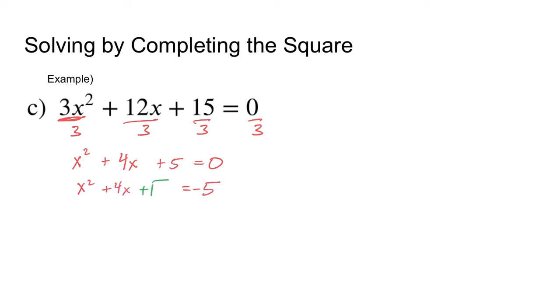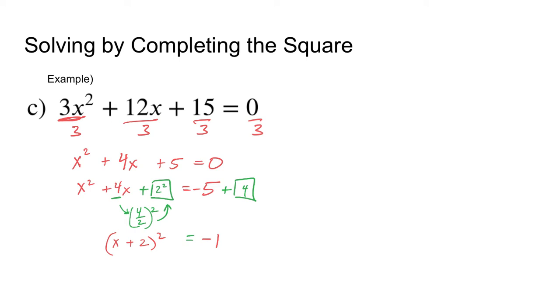I'm going to give a spot there for the box so I can say what goes in the box. And remember, it's this b value divided by 2 squared. So that'll be 4 divided by 2 is 2, so 2 squared in the box. So let's see what that'll get. That's 4. So I get x plus 2, that quantity squared, equals negative 5 plus 4, that's a negative 1.